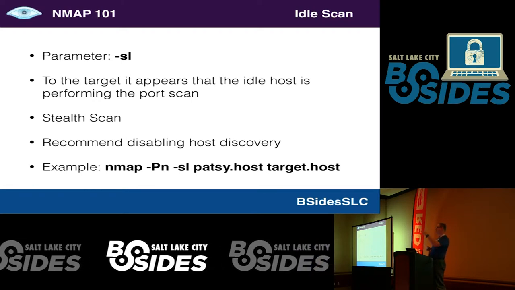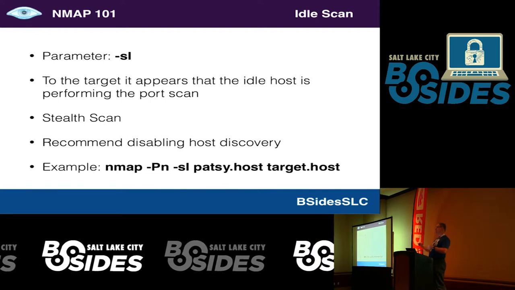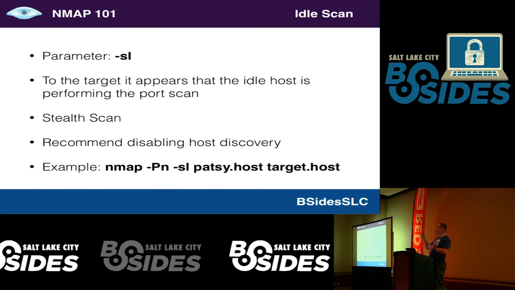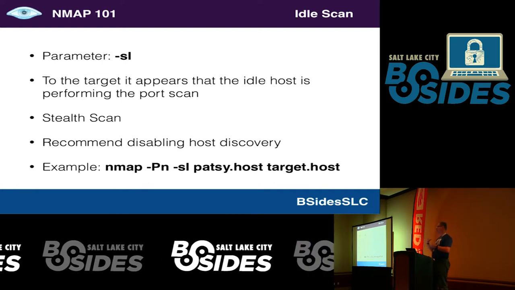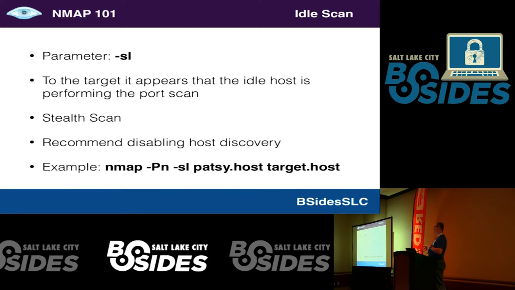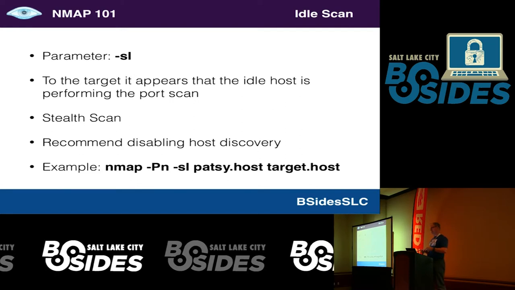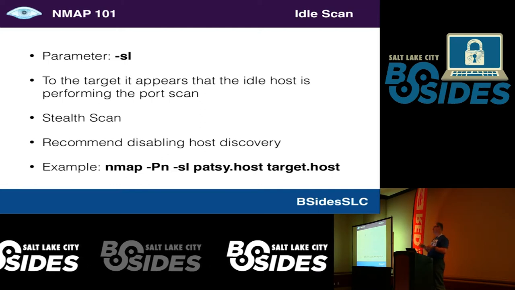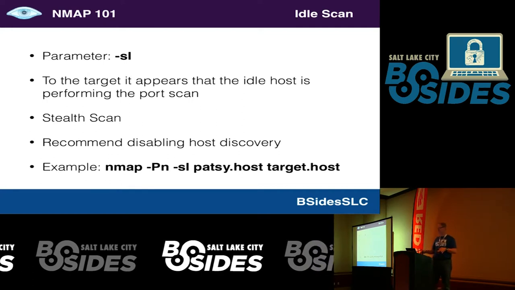Before you send a request, you check the idle machine. It'll respond with a sequence ID. You send a request. If that port is open, it will respond back to the idle machine and actually increase the sequence number. Then you can request from that idle machine, and if you see the sequence number moving up, you're effectively able to discover what ports are open on a machine without that machine that you're scanning seeing that it's coming from you. It's the real stealth scan. The thing that makes this one work or not work is that idle machine really has to be idle, because if it's doing other things, then that sequence ID will not work for you. Does that make sense? Cool.